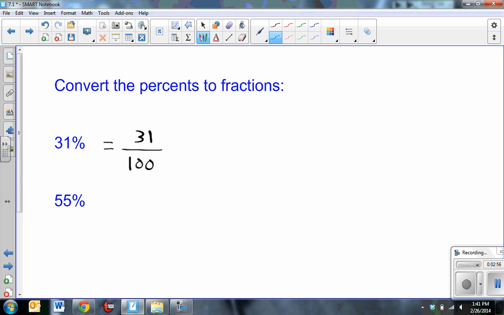Okay, 55%. Again, we write it as 55 over 100, except now we can divide out. What can we divide out? Can you see? It's a 5, so we take 5 into 55 11 times. 5 goes into 100 20 times, and that means that 55% is the same as 11 over 20. Okay, feel pretty good? Hope so.